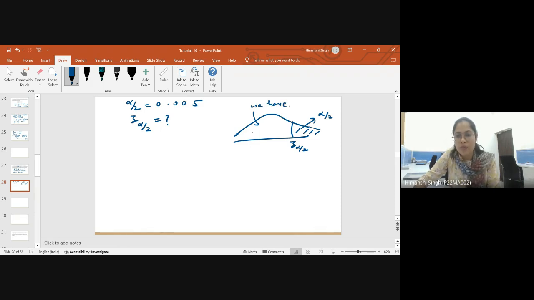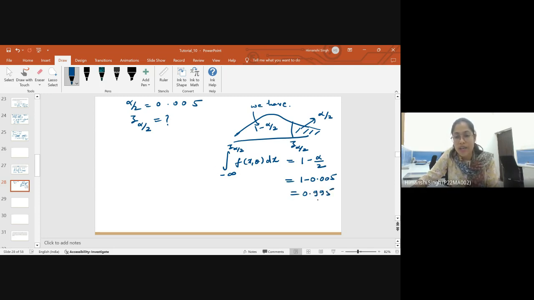So basically, if this is alpha by 2, this will be 1 minus alpha by 2 because the whole area is 1. What we need to find out is the integral from minus infinity to z alpha by 2 of f(x, theta) dx. This area is 1 minus alpha by 2, and we need to find the point such that this area is 1 minus alpha by 2. So 1 minus 0.005 is 0.995.